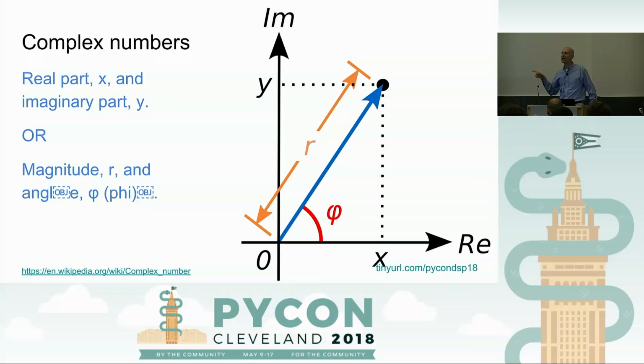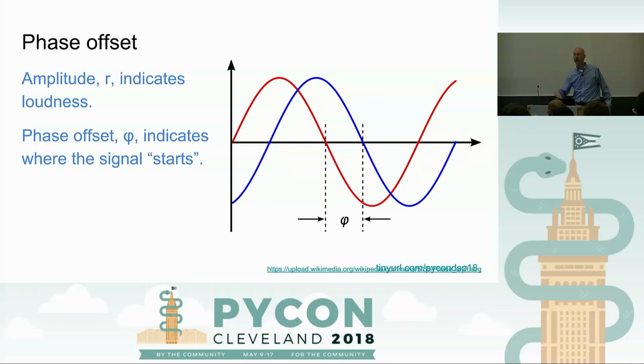magnitude. And the magnitude is the length of that blue line. If you think of it as a vector, it's the magnitude of the vector. That length corresponds to the loudness of the sound. The angle is called the phase offset, and it tells you where in the cycle that sound started, which is this picture here. That value phi is telling you how much this signal is being shifted to the left or to the right. Okay? So the amplitude is loudness, and the phase is where in the cycle we started.